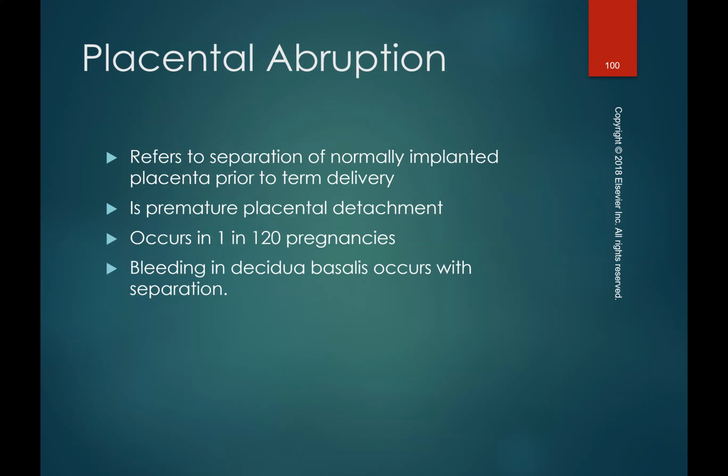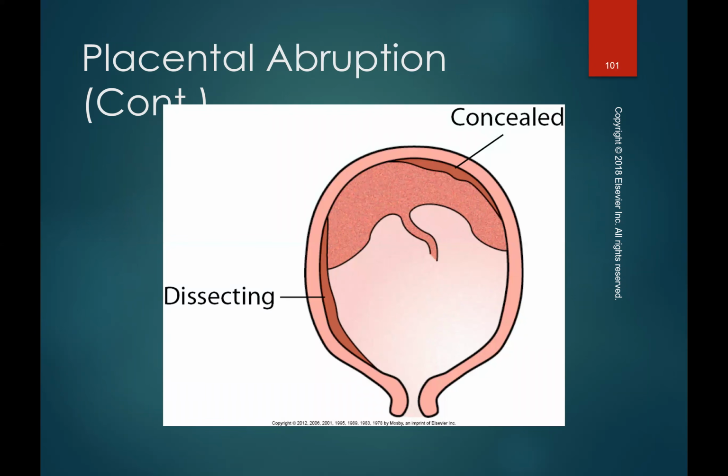The big one and the scary one is called placental abruption, and it refers to the separation of the normally implanted placenta prior to term delivery. So the placenta detaches from the uterus prematurely, and it occurs in 1 in 120 pregnancies. A lot of pain occurs with this and bleeding.